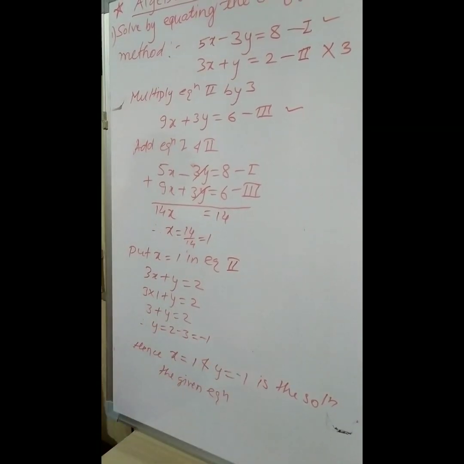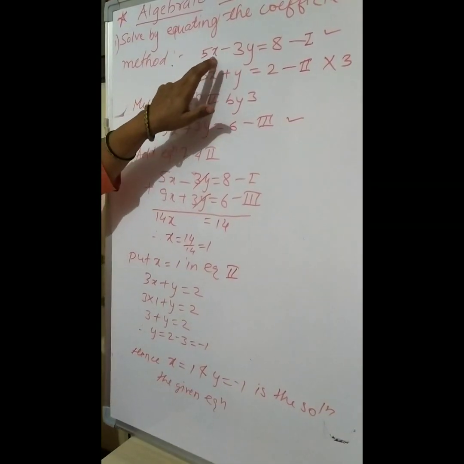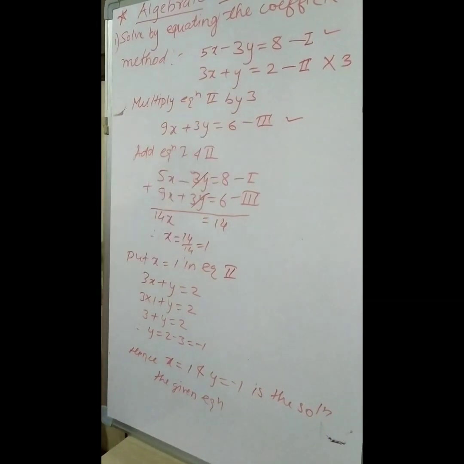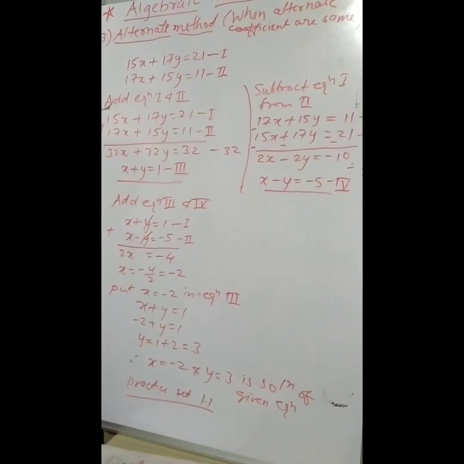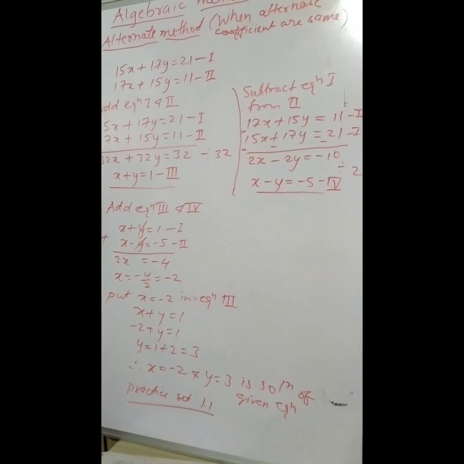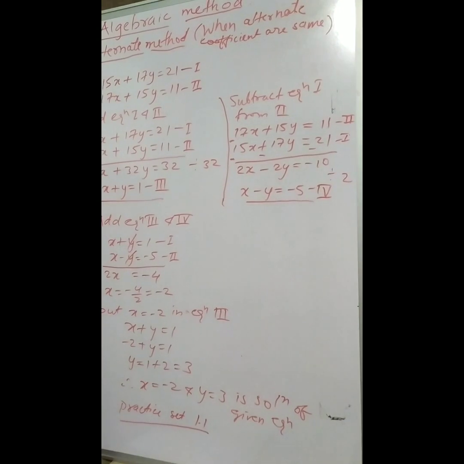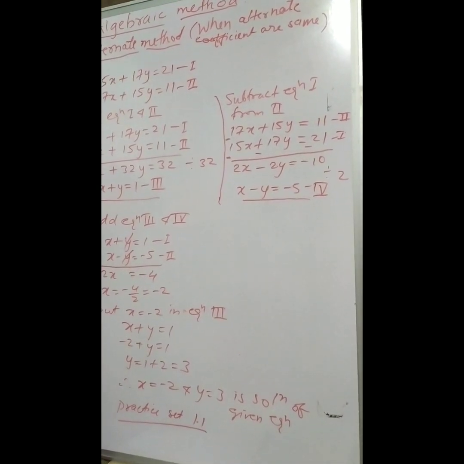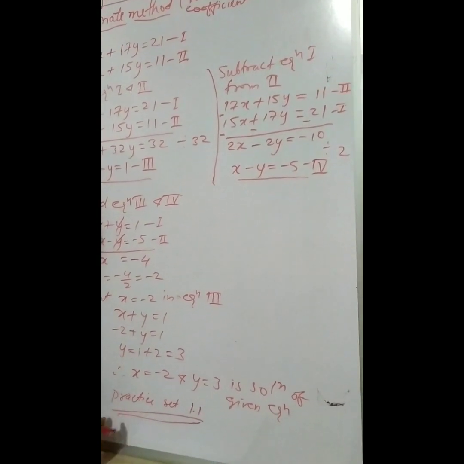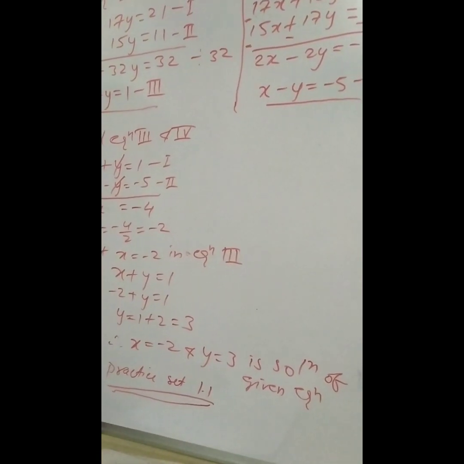You can check whether this answer is correct or not by substituting the value of x and y in any one equation. 5x minus 3y is equal to 8 or 3x plus y is equal to 2. Now I already have given 3 methods for you by giving one example. Solving the simultaneous equation by algebraic method, which we studied in 9th standard. So practice set 1.1 is based on this topic only, based on these 3 methods only. So I hope you can solve this practice set 1.1.